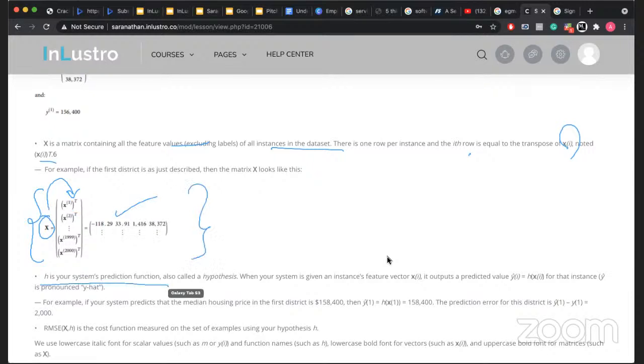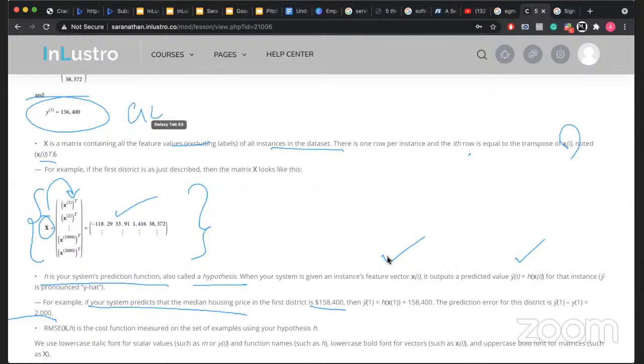H is your system's prediction function, which is also called the hypothesis. So when your system is given an instance's feature vector xi, it outputs a predicted value h of xi for that instance. So if your system predicts that the median housing price in the first district is 158,400, right? And the prediction error is 2,000. Why? Because 156,400 is the actual price, and the predicted price varies from it by a magnitude of 2,000. RMSE of X comma h is the cost function measured on a set of examples using the hypothesis.